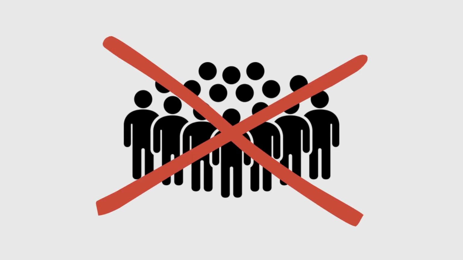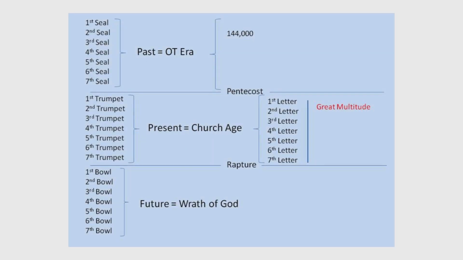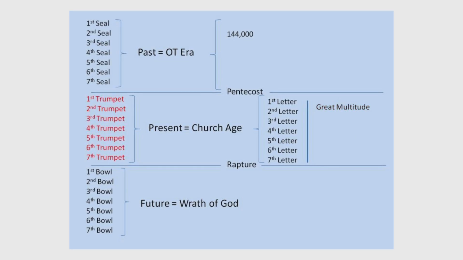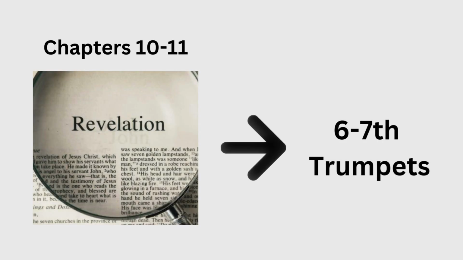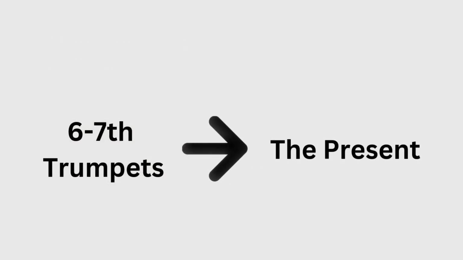Notice, I did not include the great multitude. The great multitude represents the church. Their true relationship is shown in chapter 14. Chapters 8 and 9 show us the first 6 trumpets, which is the church age. Chapters 10 and 11 take place between the 6th and 7th trumpets, which means they are part of the present.